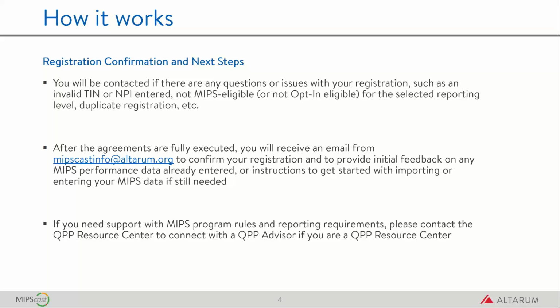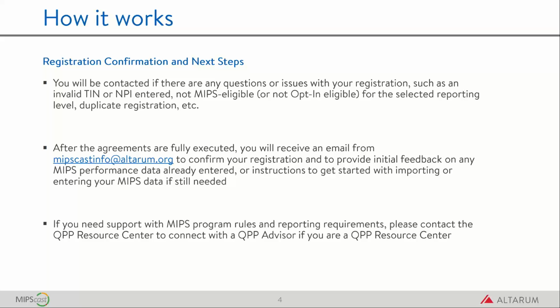So if you have registered by signing the consent form, then you will be contacted if there are any questions or issues with the registration. Sometimes we see things like an invalid TIN or an MPI entered, or if you're not MIPS eligible or not opt-in eligible but still sign the form, we're going to reach out because we wouldn't be able to submit for you. If you happen to fill out 2 of them, anything like that, we're going to reach out.